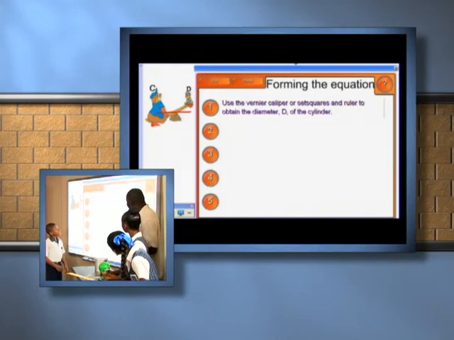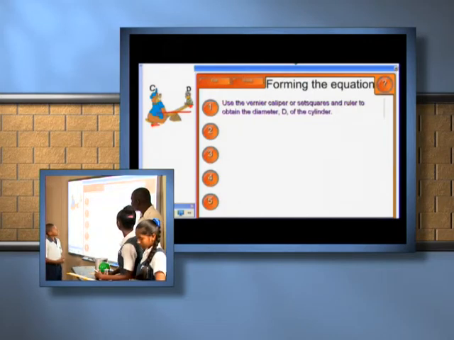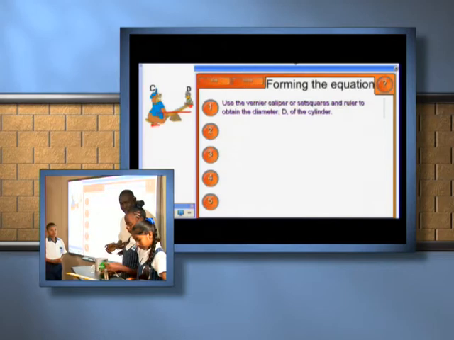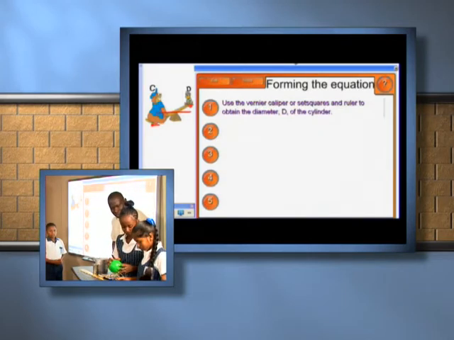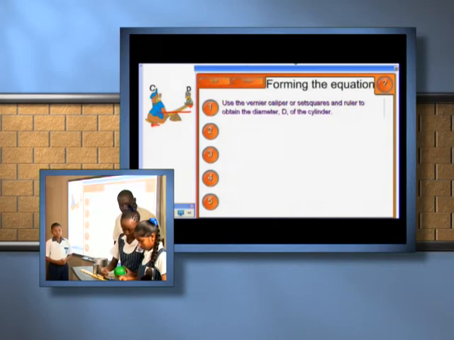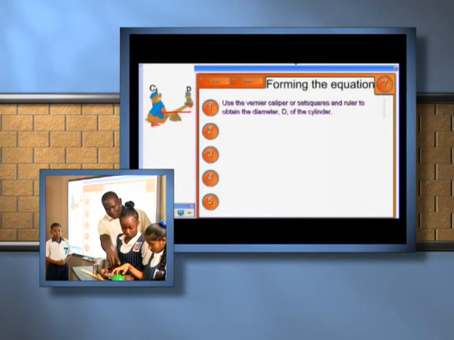Using a vernier caliper or the set squares and ruler, obtain the diameter of our object. You just use a ball. So can you obtain the diameter? You're going to use a ruler here. You might turn that ruler around, turn that set square around, please.